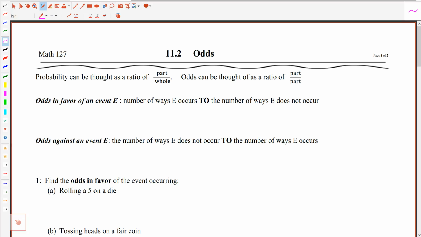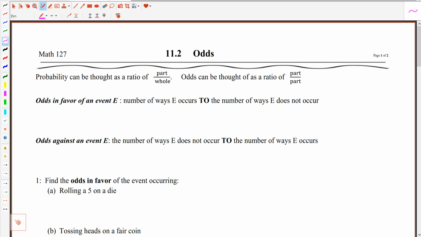In this next section, we're going to explore the concept of odds. Now, you might hear this terminology used quite a bit. People talk about the odds of winning the lottery, or the odds of being struck by lightning, or the odds of the Cubs winning the World Series.